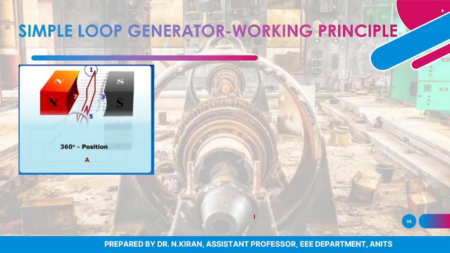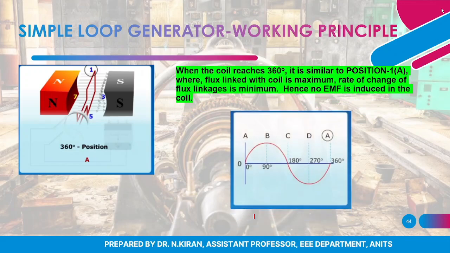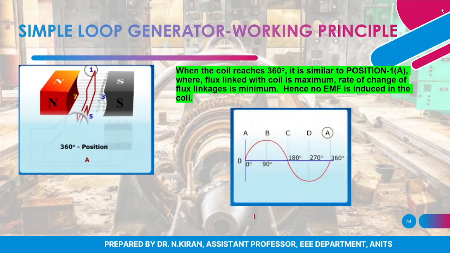And coming again, it will resume: 360 degrees is the same as 0 degrees. So here also no EMF will be induced, as the plane is exactly at right angles to the plane of the flux lines. So no EMF will be induced in this position. From our analysis you can see the EMF induced will be alternating in nature.